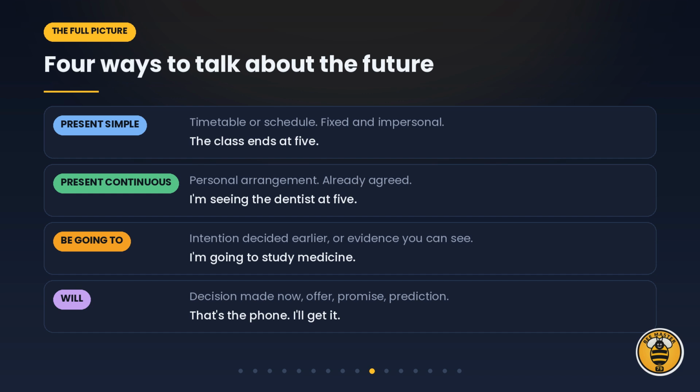And will, a decision made at the moment of speaking, an offer, a promise, or a general prediction. That's the phone. I'll get it. Notice that as you move down the list, the event becomes less fixed and more personal.